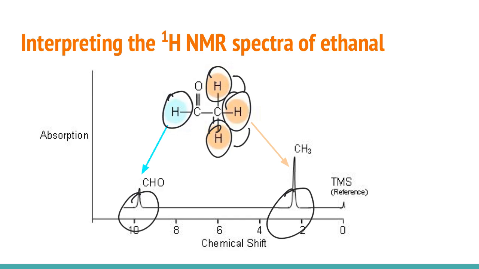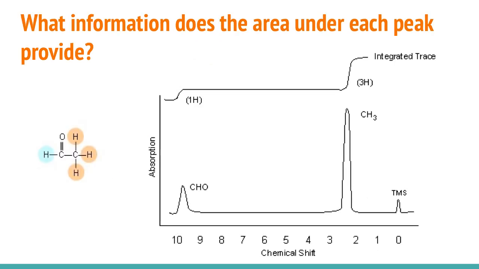We can also get some more information from something called an integration trace. When an NMR spectrum is recorded, the NMR spectrometer, or the computer connected to it, can also calculate the area under each peak to produce something called an integration trace. This is additional information you would get with your NMR spectra. What's really neat about this is that the area under each peak is going to be proportional to the number of protons that are in that environment.